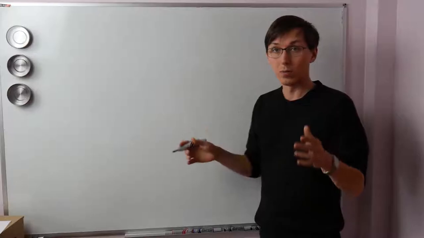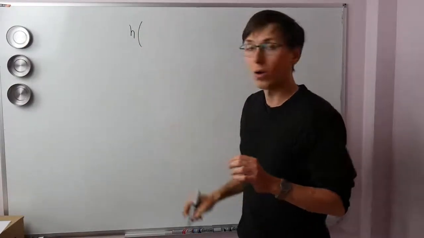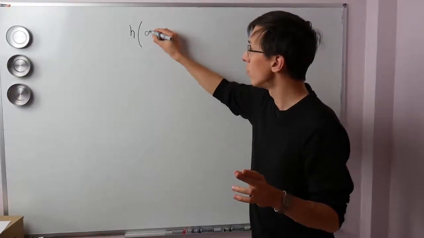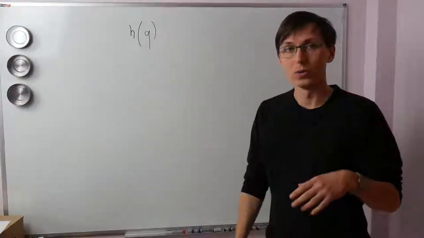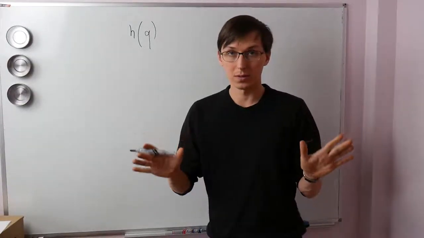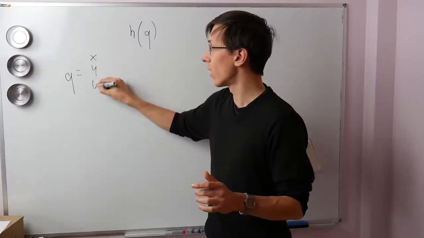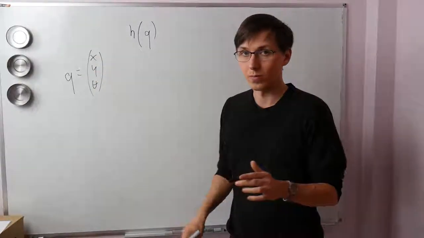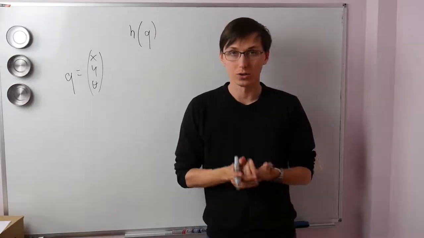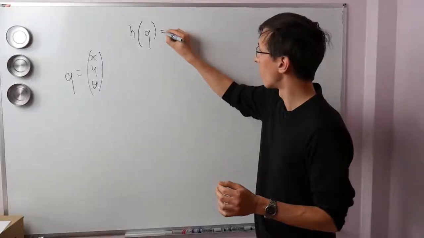So, we are trying to calculate some outputs. I will call them h. They will be using some vector q. This is a state. These are all the variables that describe my system in the beginning. q actually is composed of x, y, and theta. This is the state vector. Now, h will be a function of them. Of course, I will also add time in some way.